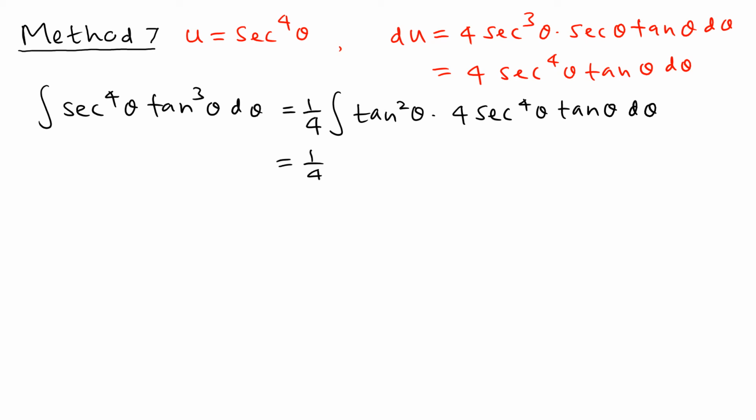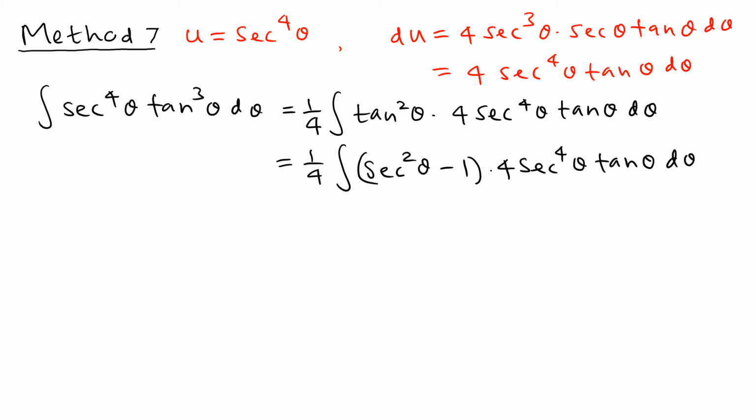So 1/4. What we can do is write secant squared tan squared as secant squared theta minus 1, and we leave the rest, secant^4 theta tan theta d theta. Then you can see that secant squared means square root of u now, because we have u equals secant^4, so square root minus 1, and then this whole term is simply du. So this is a very easy integral.